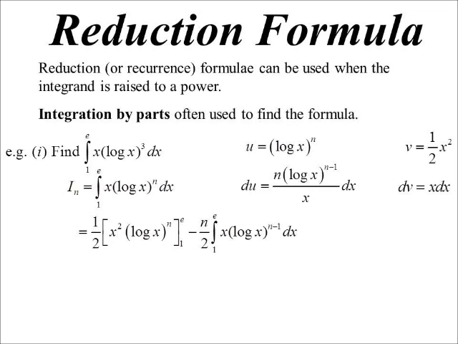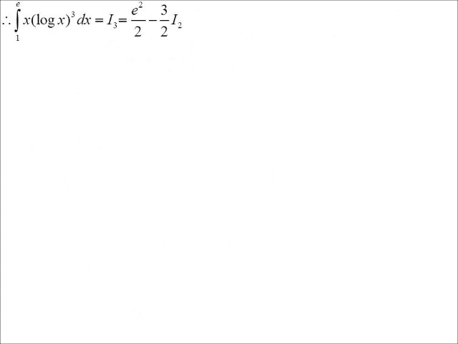We just work out the front bit here. It turns out to be e squared on 2 though, and then I'm left with n on 2, but I can now call that I n minus 1. And there's a formula I can now use. So we wanted to find x log x cubed. So that would be I3. And so I3 would be e squared on 2 minus 3 on 2 I2 using the formula.